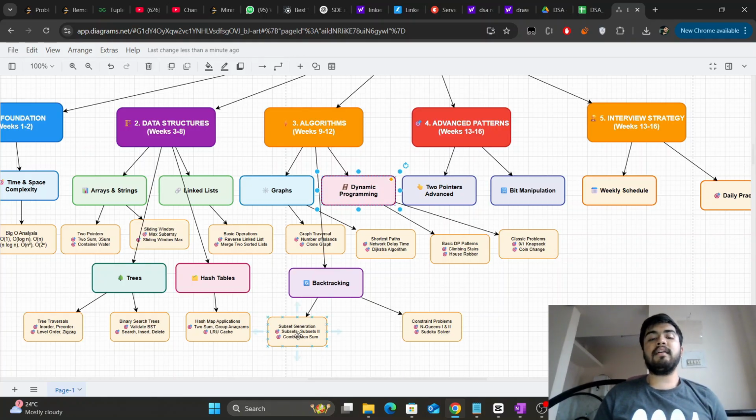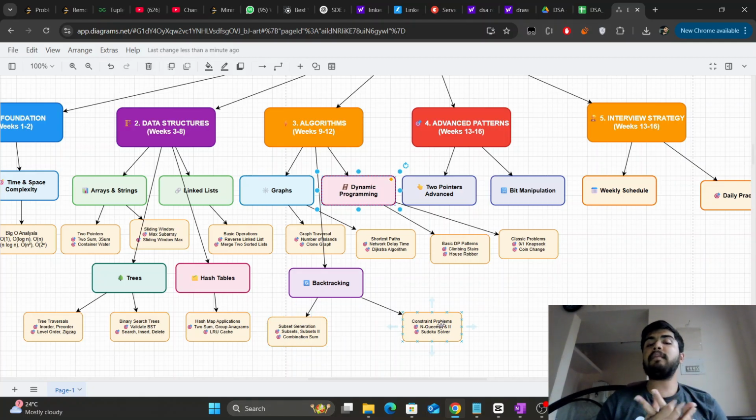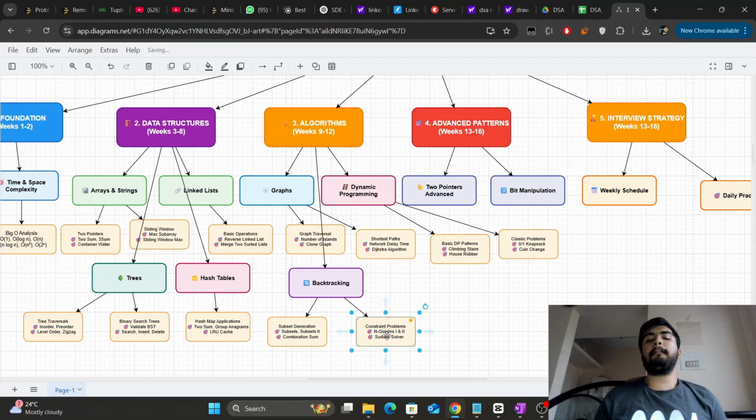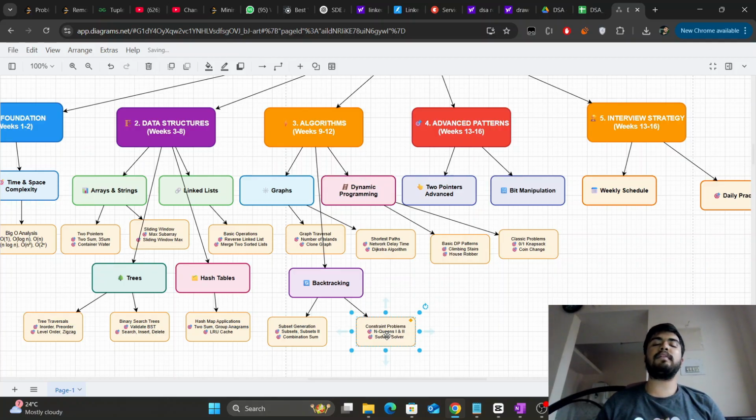One is subset generation, so subsets 2 and combination sum. These are a couple of problems that I can think of for subset generation. Then we have the constraint-based problems. On constraint-based problems, we have N-Queens 1, 2 and the Sudoku solver. These are the must-do problems that we have to be prepared for on backtracking.